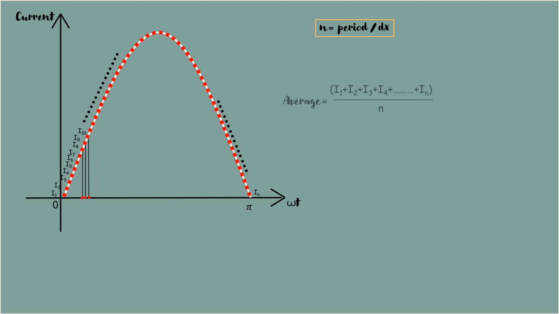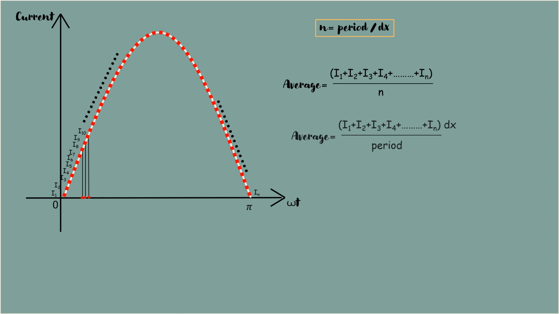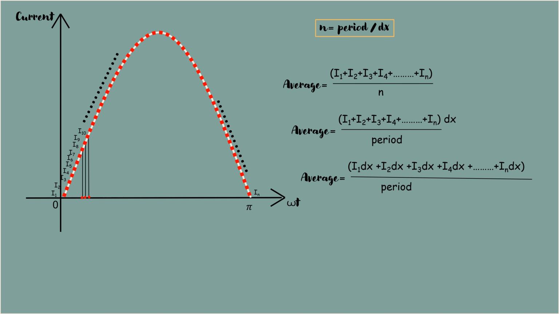Now, if we substitute this n in our average formula, we get the average as the sum of instantaneous current into dx divided by period. We can expand this as I1 dx plus I2 dx plus etc. plus In dx divided by period.